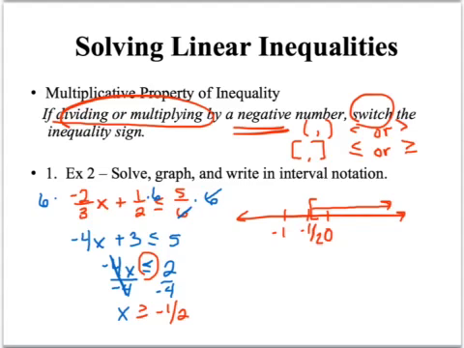Okay? So everything that is above negative 1/2 or equal to negative 1/2 can be part of a solution. So I've graphed it. Now what that looks like in interval notation is I start at negative 1/2 up to infinity. And since infinity is not a real number, you always use parentheses around infinity.